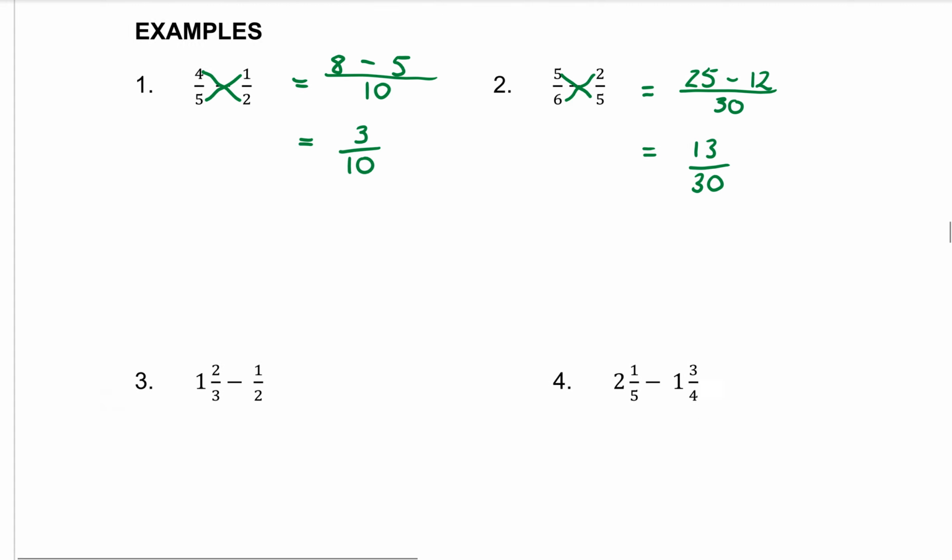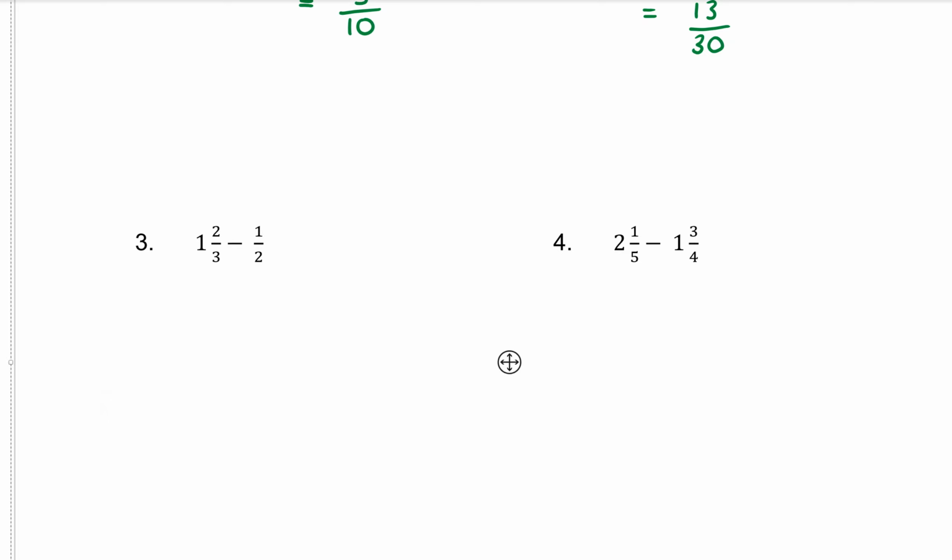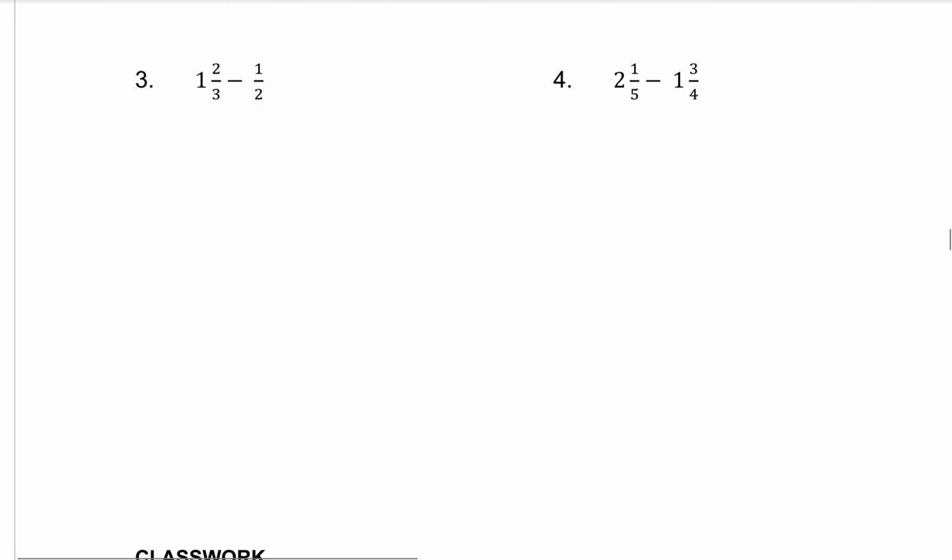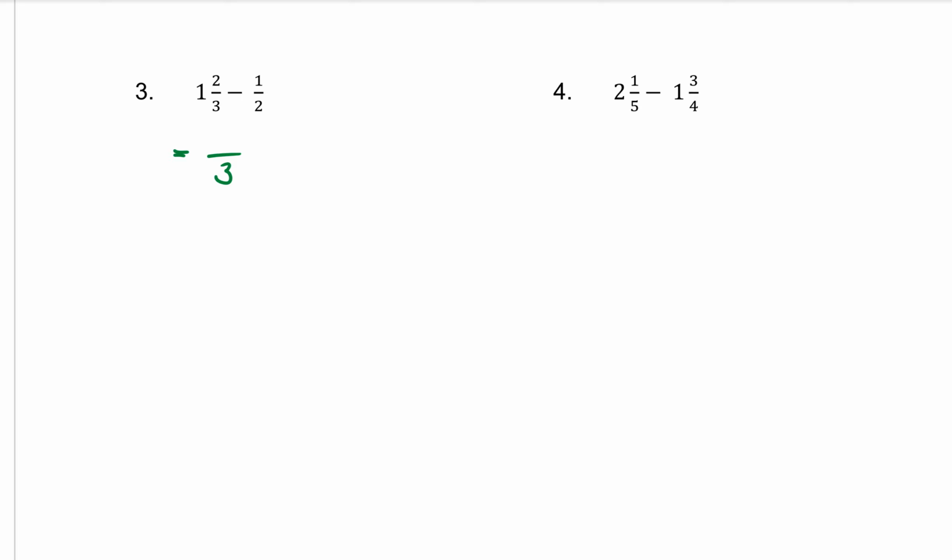So question 3, we are now having mixed numerals in our question. So we have to change them into improper fractions first. To do that, the first fraction has a 3 on the bottom, so it stays on the bottom. 3 times 1 is 3, plus 2 more is 5. The second fraction is not a mixed numeral, so it just stays the same. It's half. Now we're ready to do our process.